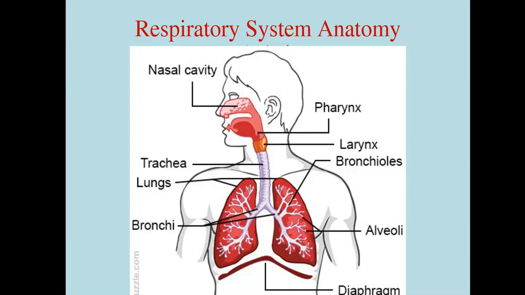So the pharynx is the throat, the larynx is the voice box, and we come down to the trachea, which branches out into two tubes that we call the bronchi, and then they get smaller into the bronchioles, and finally end at alveoli, which are the air sacs, and this is where the gas exchange takes place. As we talk about disorders, you need to keep in mind what the respiratory system is responsible for.